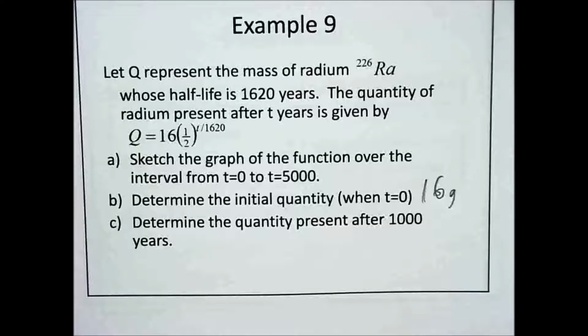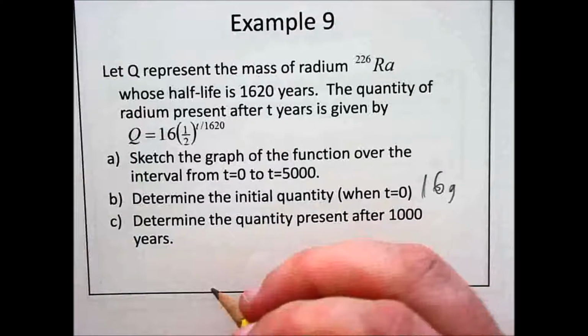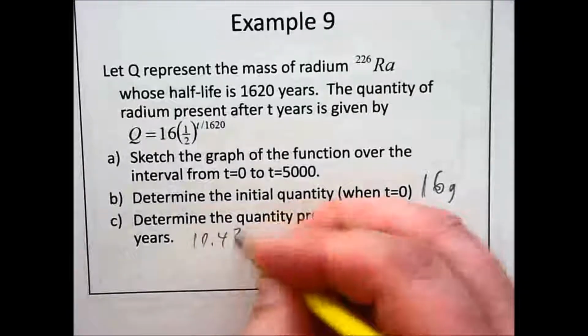Half-life: it takes 1,620 years to get down to half of its original amount. That means if I put in 1620, this is going to give you 8 grams, right? So it should be more than that since we're only going 1,000 years. What is that amount actually going to be? Anybody? 10.43. 10.43 grams.